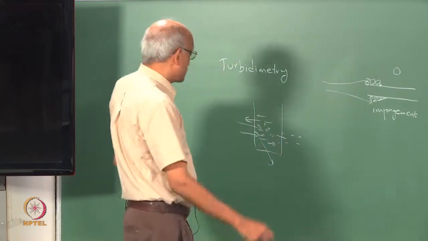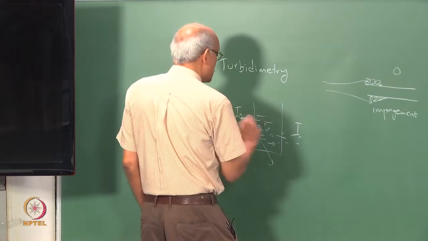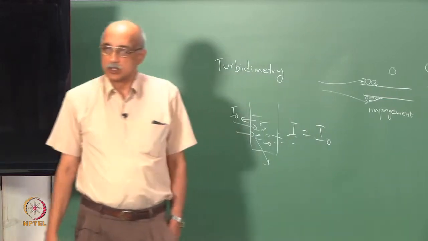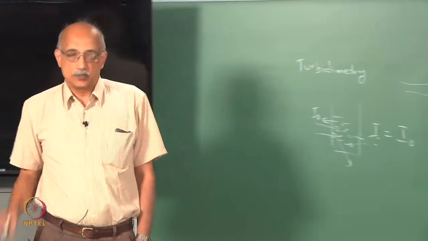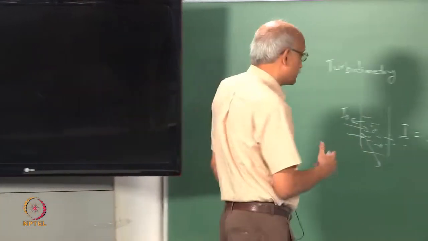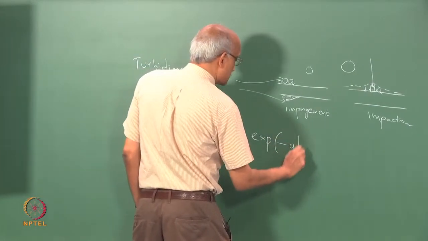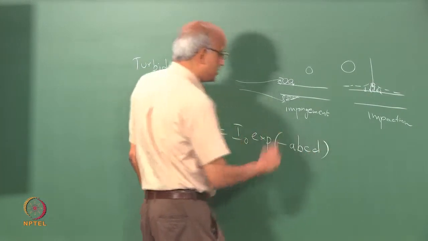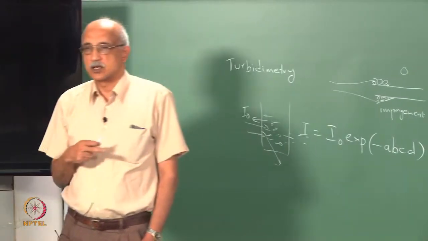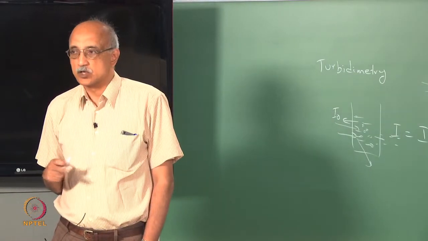So, if you can look at the transmitted light I and relate it to the incident light I0, the ratio will actually tell you something about the suspended particles in the fluid, and in fact the expression is I equals I0 times exponential of minus ABCD. Anyone familiar with this law? Have you heard about it? It is called the Beer-Lambert Law or Lambert-Beer Law.